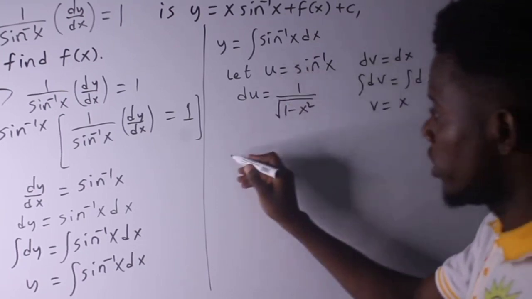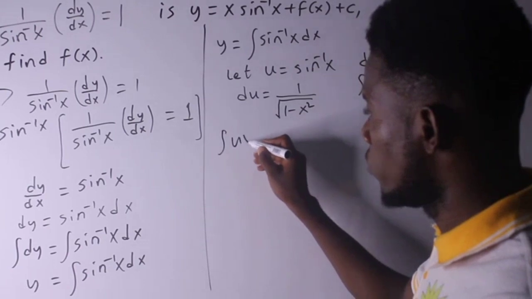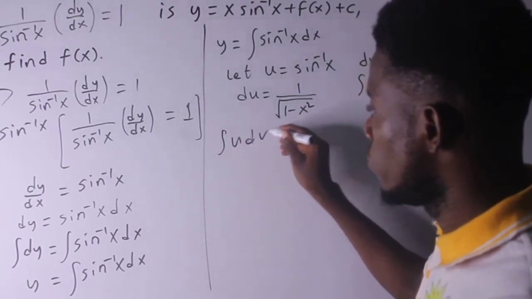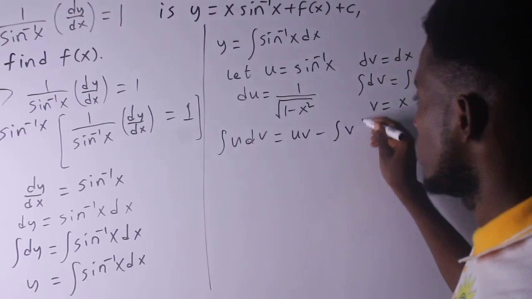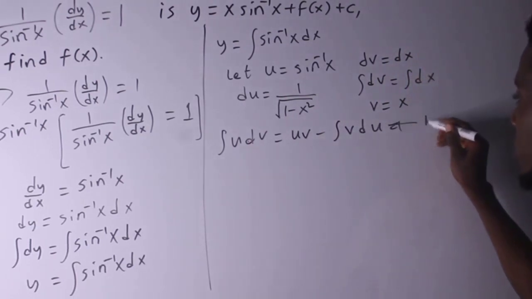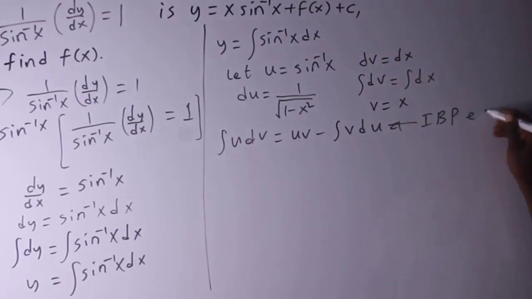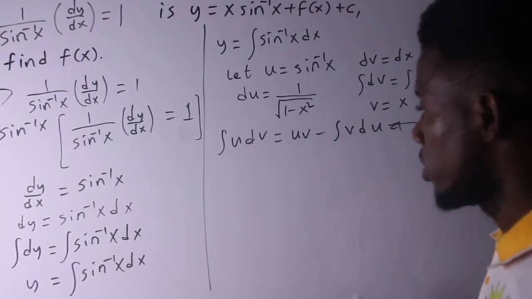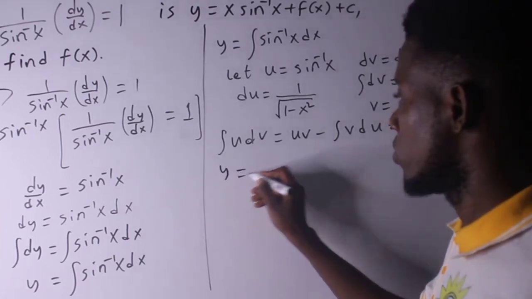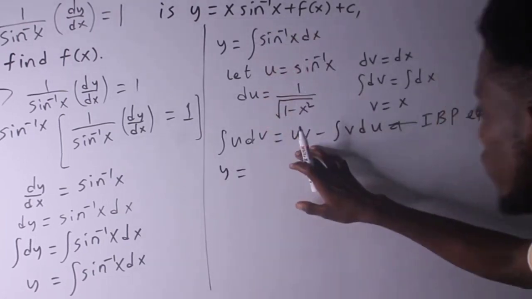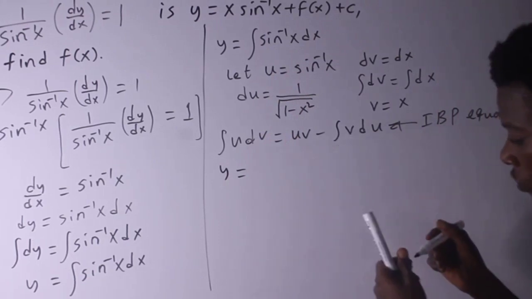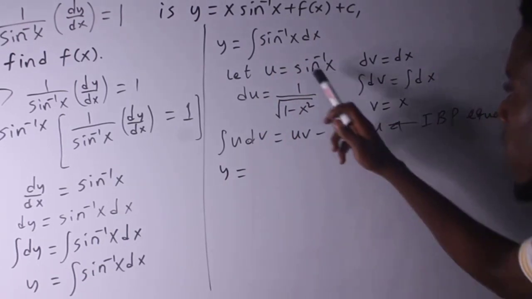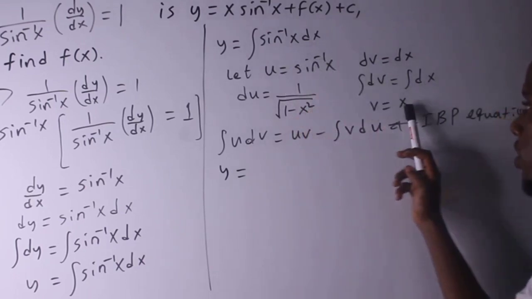So we'll move on to evaluate this. I'm just going to write the integral of u dv. The integral of u dv is equal to uv minus the integral of v du. This is the integration by parts expression. This is the equation you use for integration by parts. I'm just going to write that. And then once I'm done with that, I'm going to write y equals, now this integral is equivalent to the entire thing, so we have uv, multiply u and v. u is this, v is this.